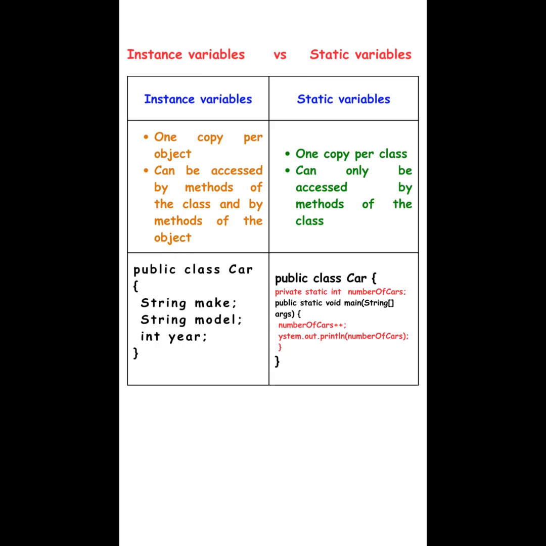Instance variable example, the make, model, and year are instance variables. Each car object will have its own unique copy of these variables. Static variable example, the number of cars is a static variable. There is only 1 copy of this variable, even though we create multiple car objects.